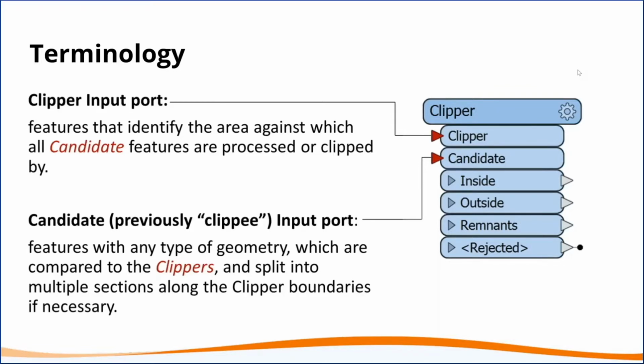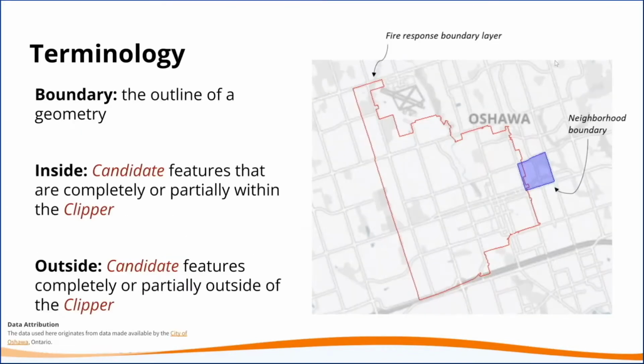Candidate geometry is only altered if it intersects with the clipper. So if it falls wholly inside or wholly outside the clipper, the geometry will remain untouched. So just a few more terms.